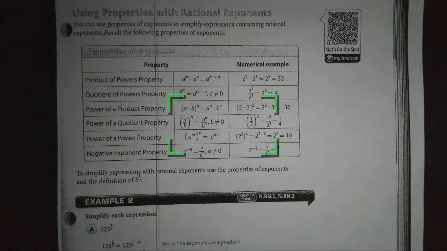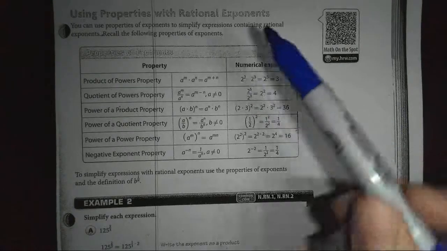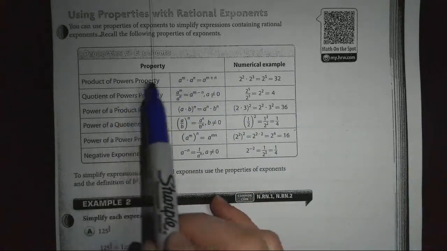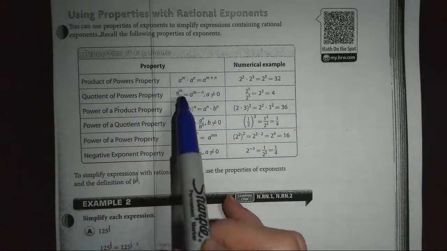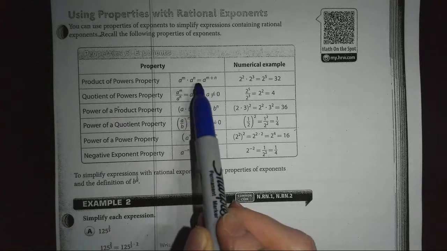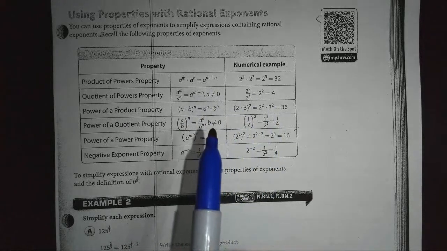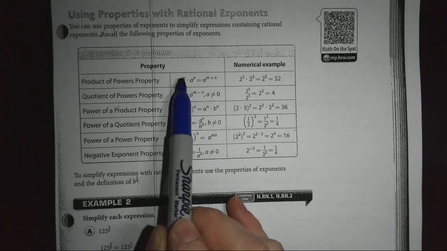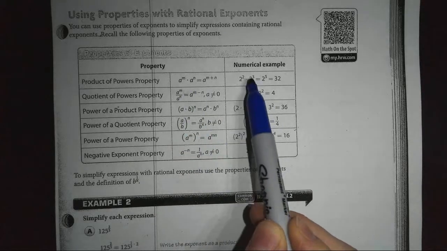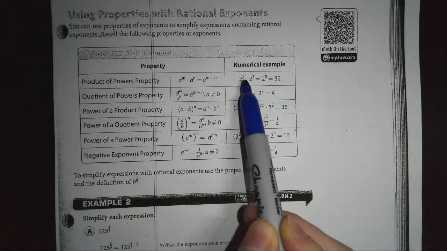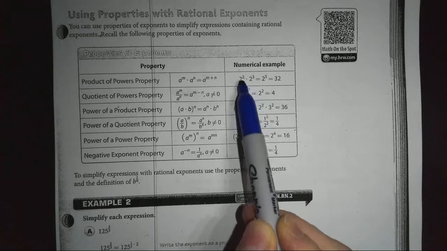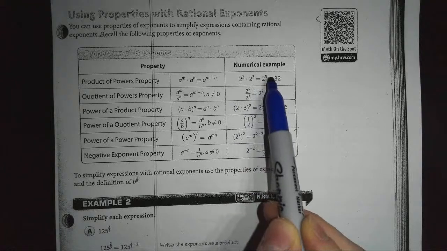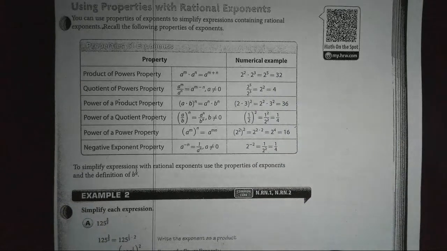Here's a little bit of review. This is using the properties of rational exponents. We can use these properties with exponents that are fractions and exponents that are not fractions. They work both ways. The first one is the product of powers property. a to the m power times a to the n power equals a to the m plus n. It basically just says that when you're multiplying like bases, you add their exponents. So here we've got 2 squared times 2 to the third. We're multiplying these and they have the same base, so we add their exponents. 2 plus 3 is 5, so it's the same as 2 to the 5th power.